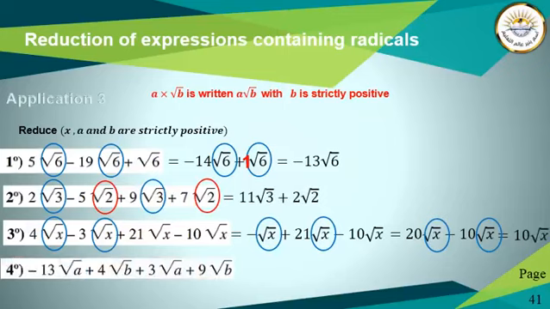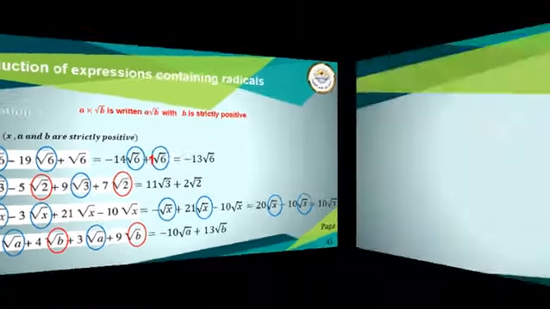4. We have minus 13 radical a plus 4 radical b plus 3 radical a plus 9 radical b. So we have to deal with the radical a's together and radical b's together. So minus 13 plus 3 is equal to minus 10 radical a plus 4 plus 9 is equal to 13.